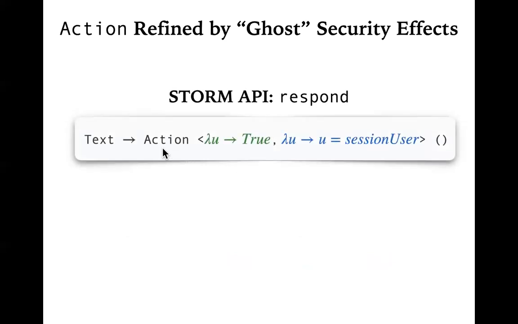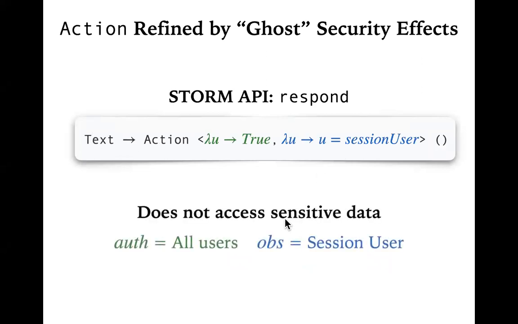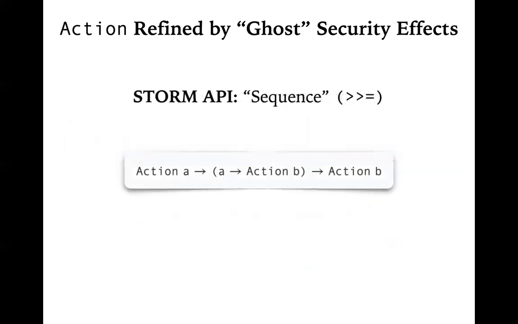So what we say in the respond operator is that you get some text that is sent back as the message, right? But the action has the type. It does not access any sensitive data. And so the authorizees, all users are authorized, right? But the observers are just the session user. Okay, so for each of these primitive APIs, we give a type like that.